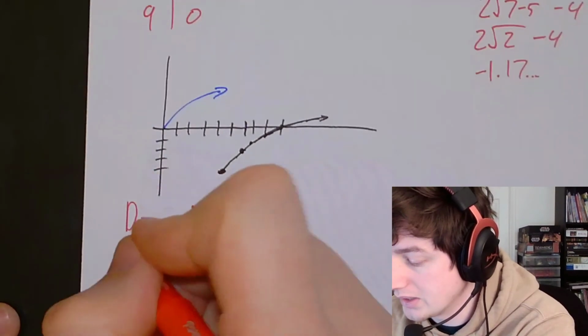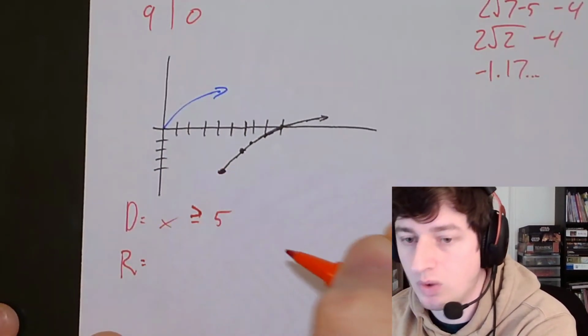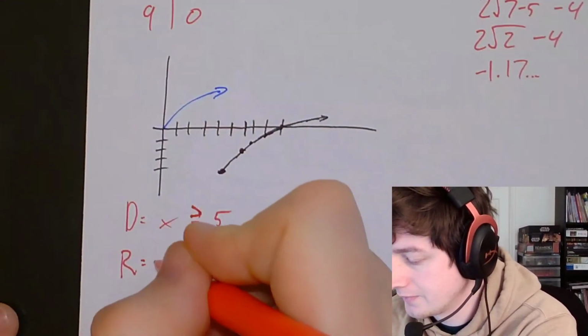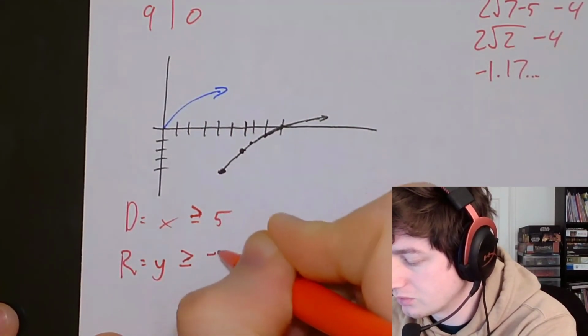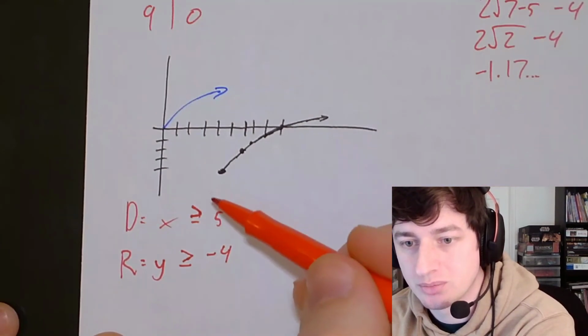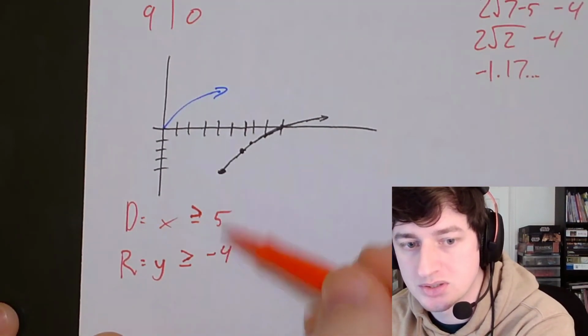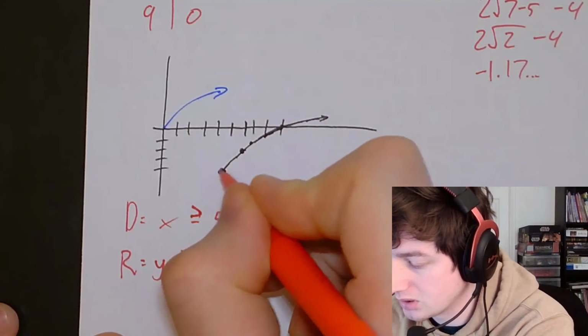And then the range, all the possible y outputs that you might get, is going to be bigger than or equal to -4. So it's that starting point. This point tells us what these values are going to be.